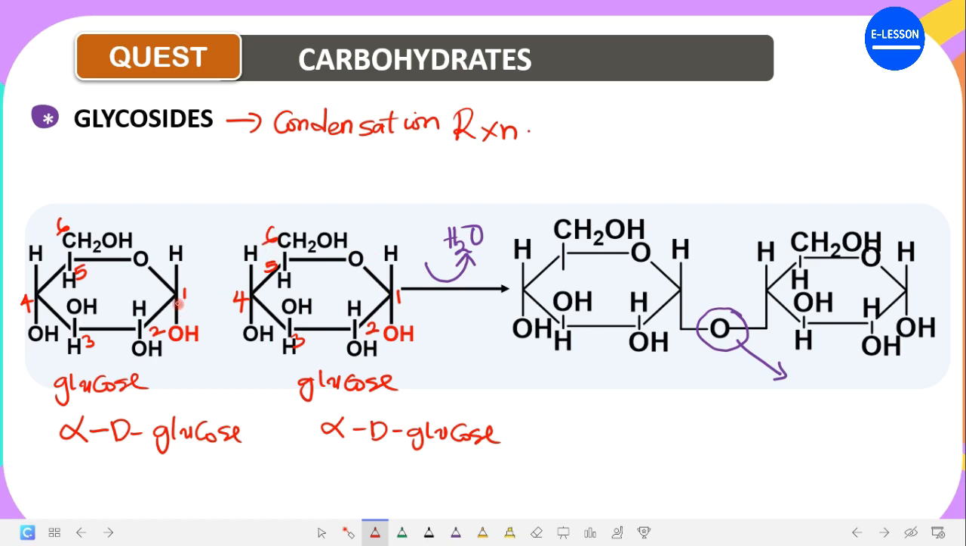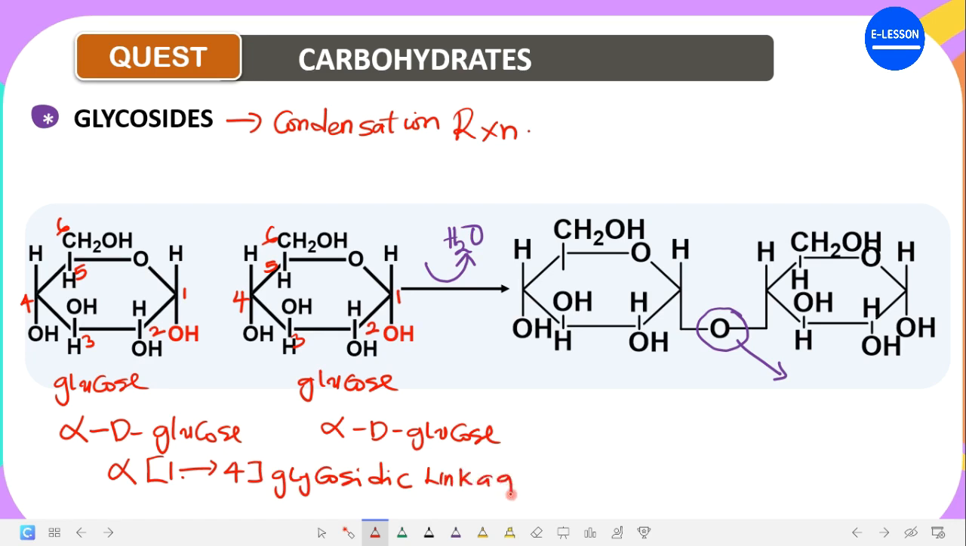So now the linkage is between what carbon and what carbon? You agree with me that it is between carbon 1 of the first glucose and carbon 4 of the second glucose. And both glucoses are alpha, an alpha anomer and an alpha anomer. So if you want to talk about the bond that links these two together, you now say that this is alpha 1,4. You saw the way I wrote it, right? Alpha 1,4 glycosidic linkage.